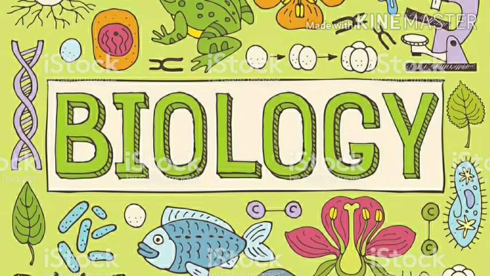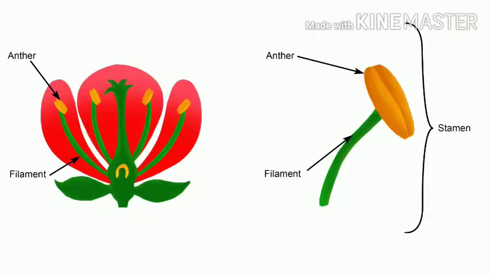Now androecium, you know that it is actually all the stamens present in a flower, together they form the androecium of the flower. Now stamen, you know that it is made up of anther and filament. The anther is a knob-like structure and the filament is a stalk that attaches the anther to the flower.